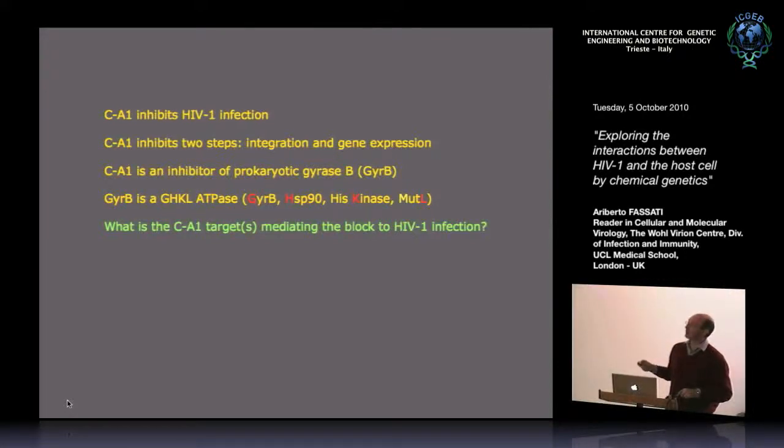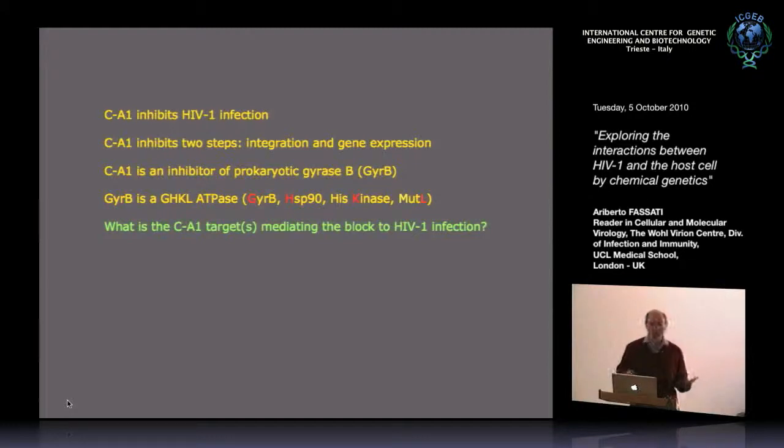And then we know that cumomycin A1 is an inhibitor of the bacterial gyrase B, which is a homolog of DNA topoisomerase. All right, essentially it reduces supercoiling. Now gyrase B is part of the so-called GHKL families of ATPases. From gyrase B, HSP90, histidine kinase, MutL. So GHKL. So the question, what is important here for us to understand, is what is the target of this drug? Is it one or more targets, or what is it? We really need to know that. All right, so the crystal structure of cumomycin bound to gyrase B is known.